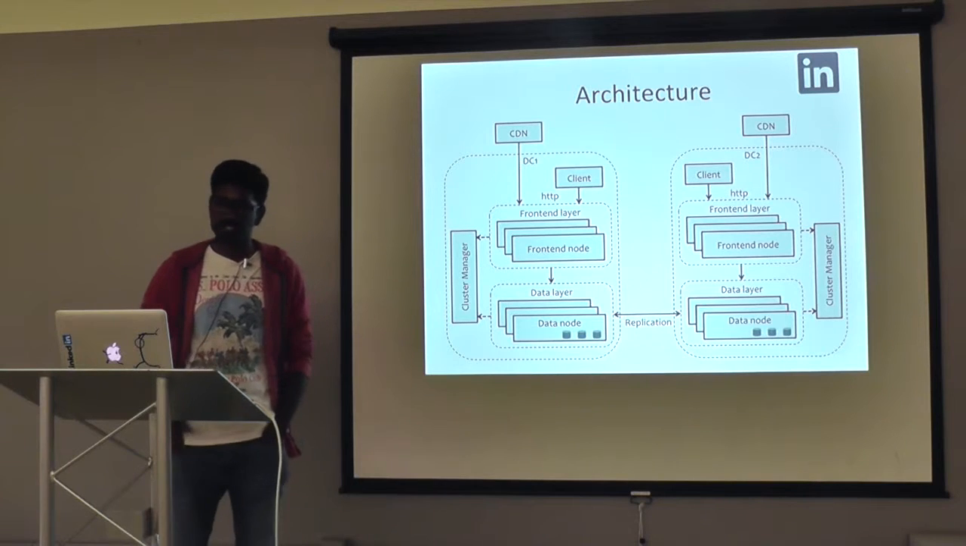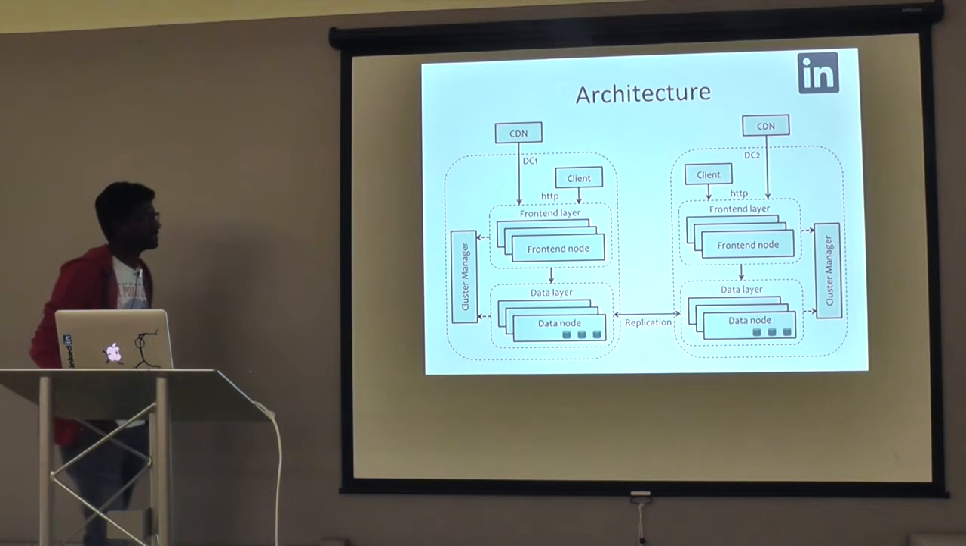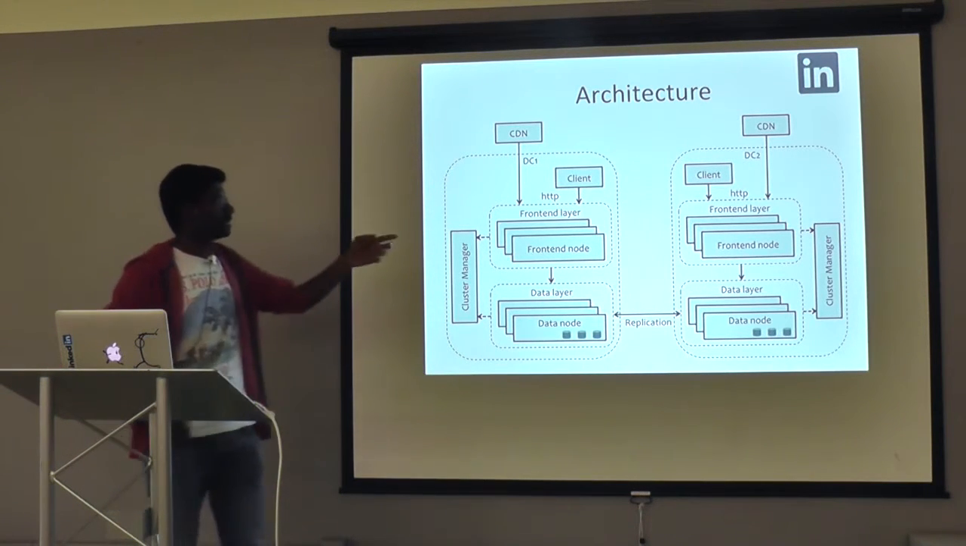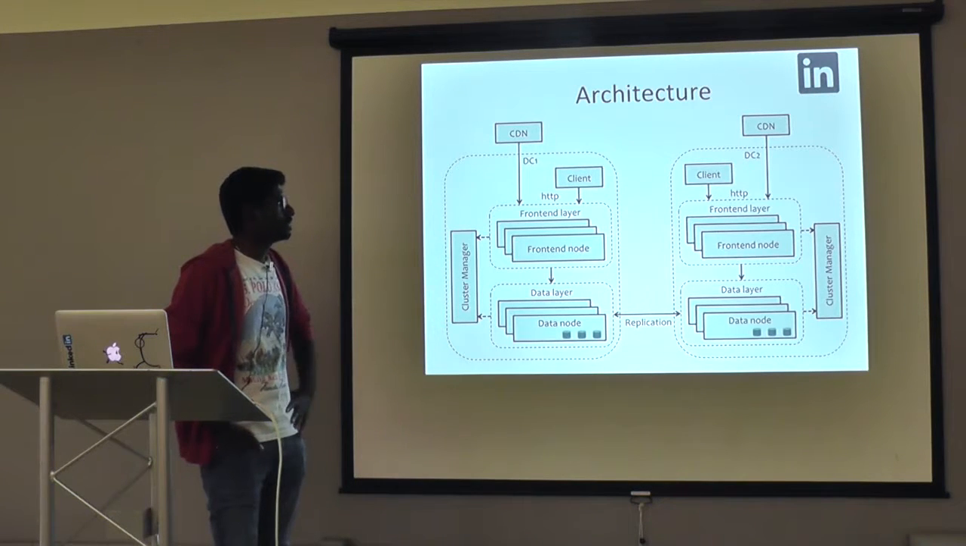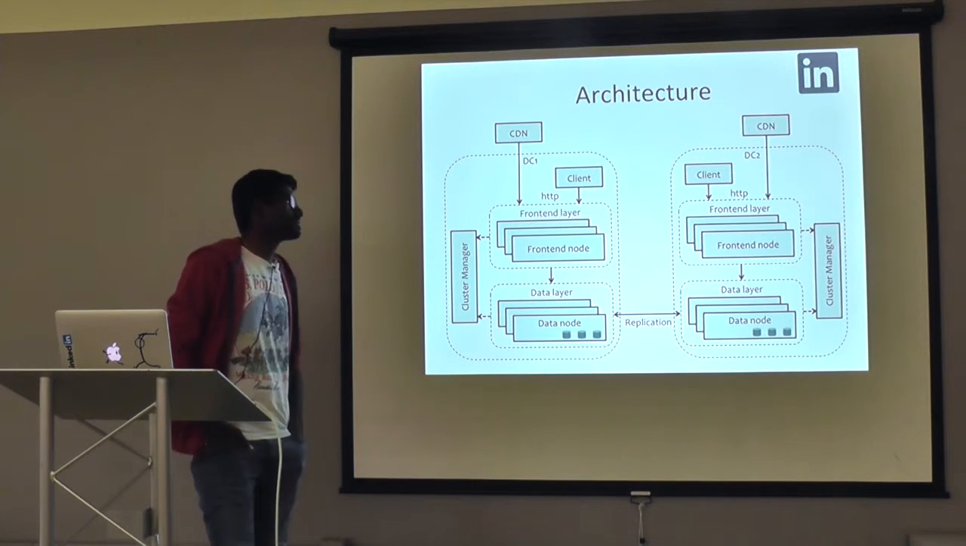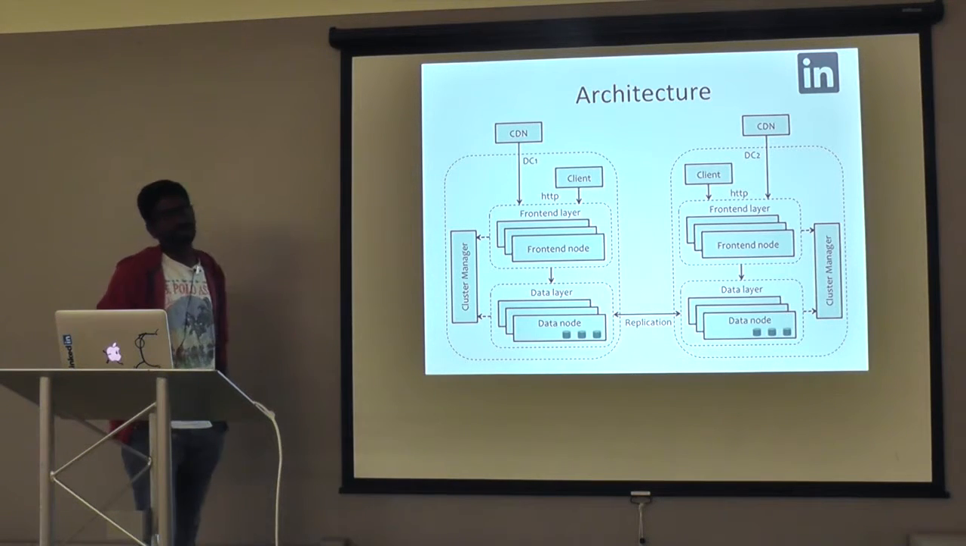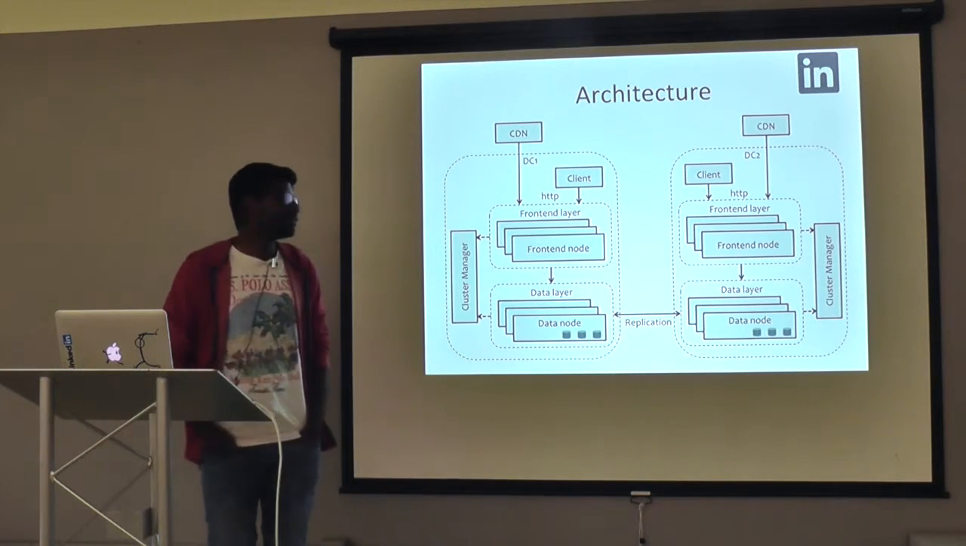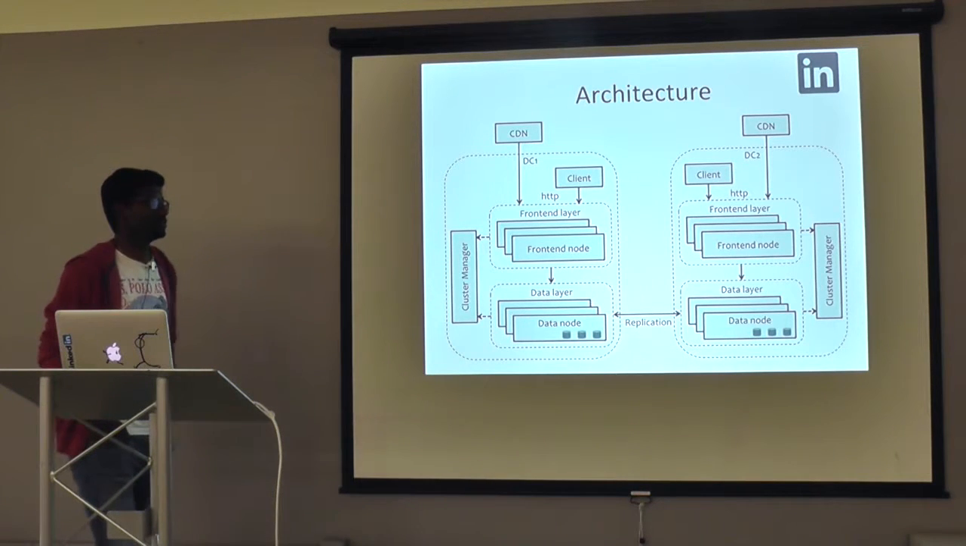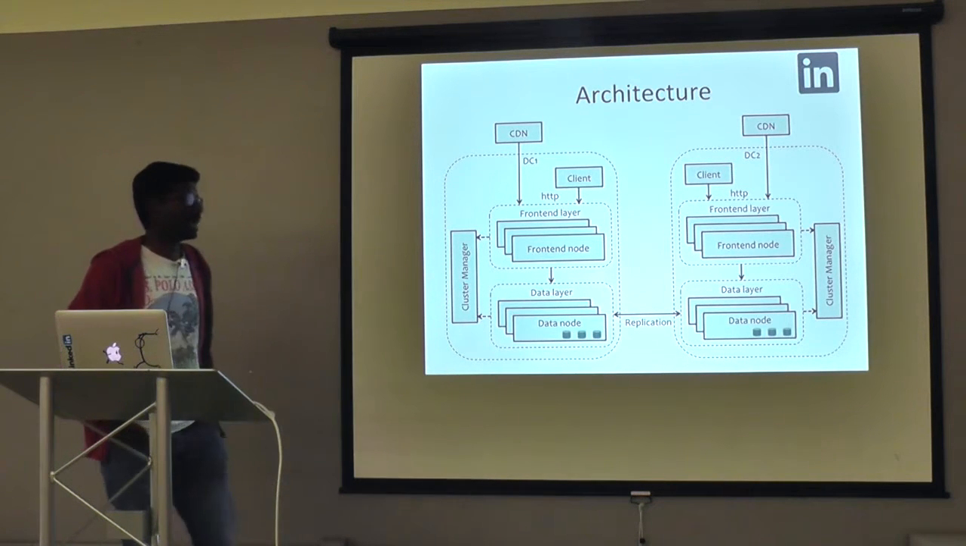Let's move on to the architecture of Ambry. It's a 3-tier architecture. The middle layer is the front end. The first layer is either the CDN, which can directly contact the front end, or you can have an embedded client library which speaks with your front end. The front end speaks HTTP, so it's easy for you to access from any language.